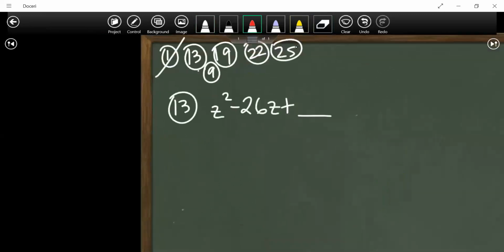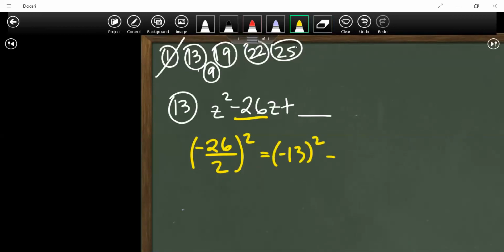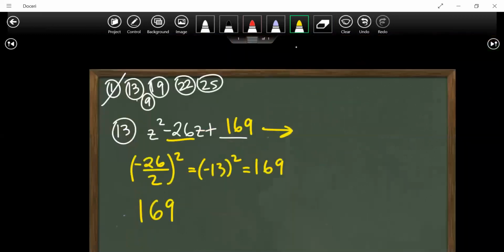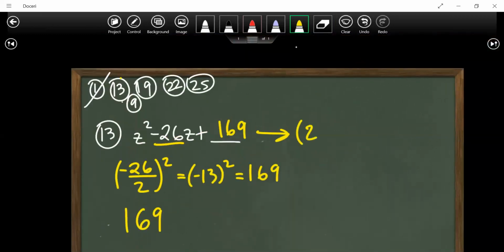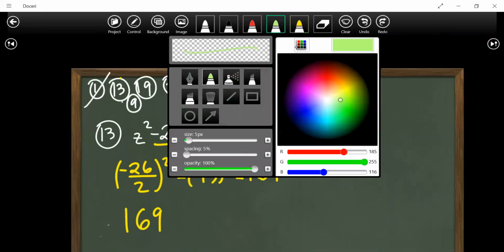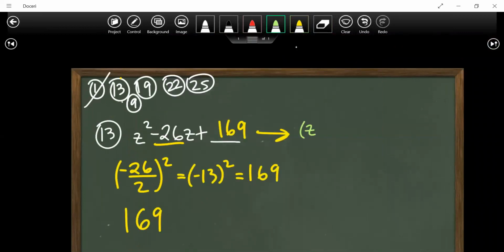In this case, our CTS, completing the square term, is going to take negative 26, divide it by 2, and square it. We're going to divide it by 2 to get negative 13 squared, or just 169. So this is where that 169 would go. So that was the first part of the solution. The second part of it was being able to rewrite it in terms of factors. So minus, let's change up the color. Let's do lime green. This will be z minus 13 and then z plus 13, or the factor term z minus 13 squared. So this was the other part to that.